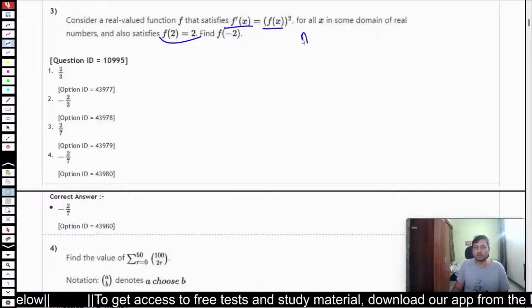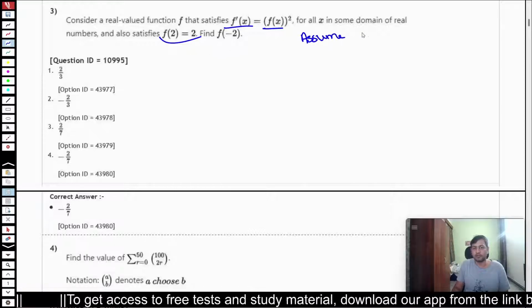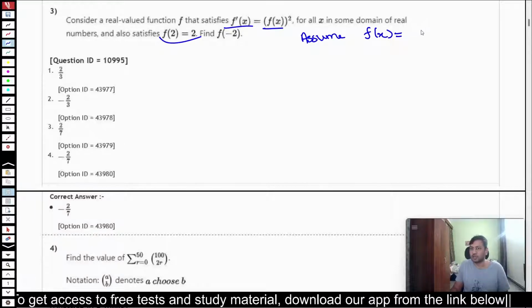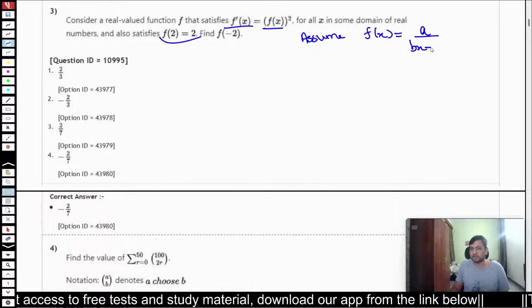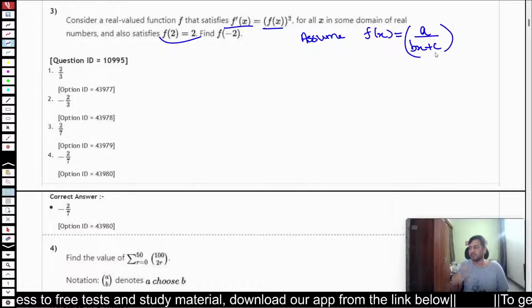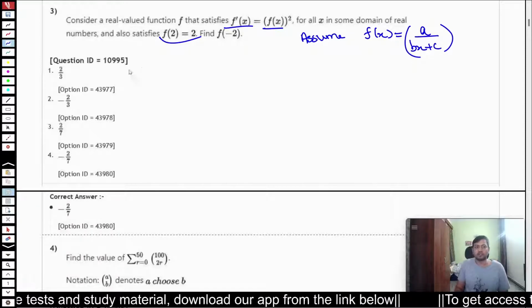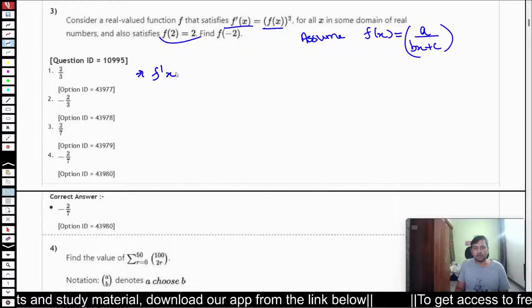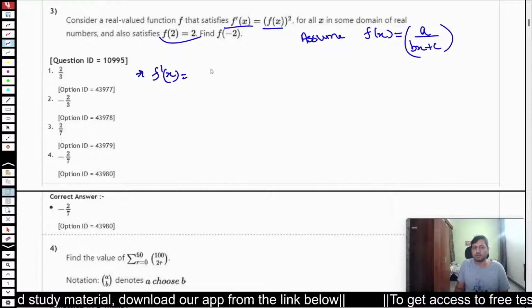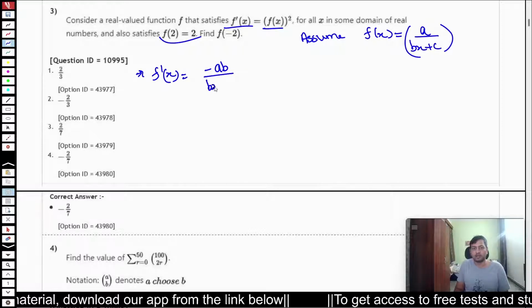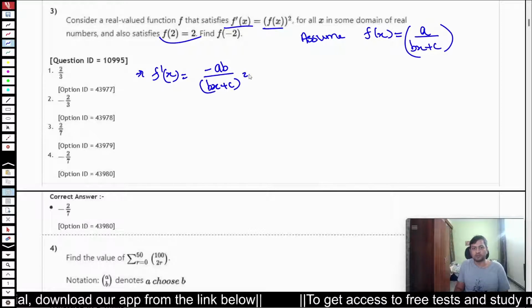So I have an idea in my mind कि कोई एक function हो सकता है which is of the format. So we are going to assume f of x to be equal to a upon bx plus c. So this is the type of function that we are going to assume for now. ठीक है, so इसका मतलब क्या होगा?